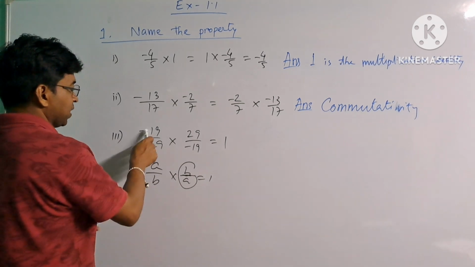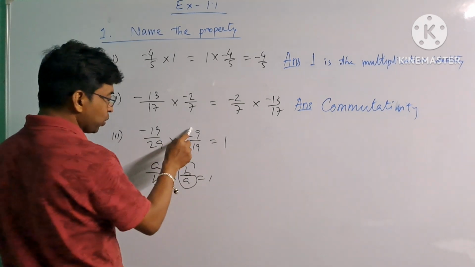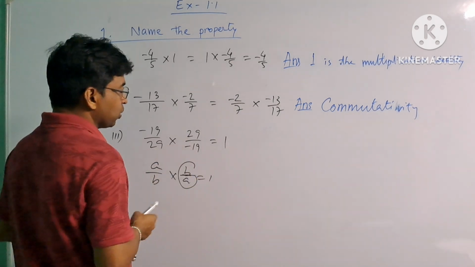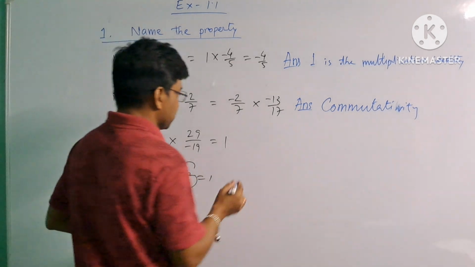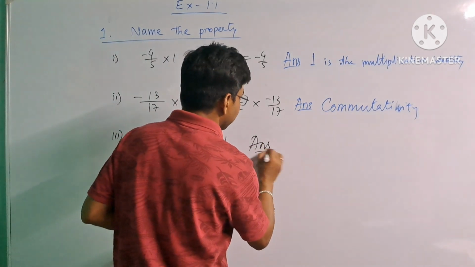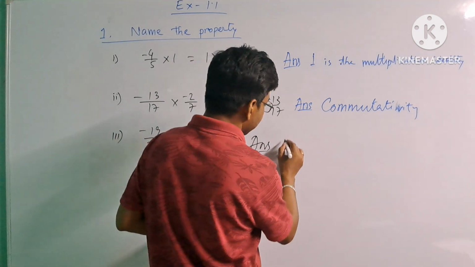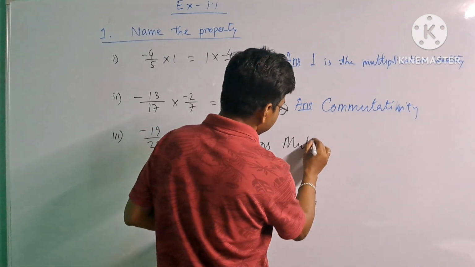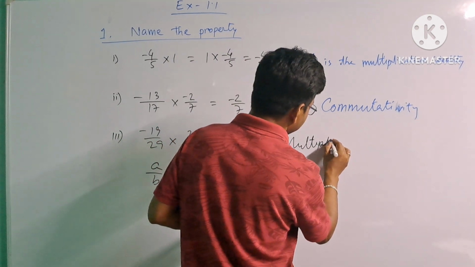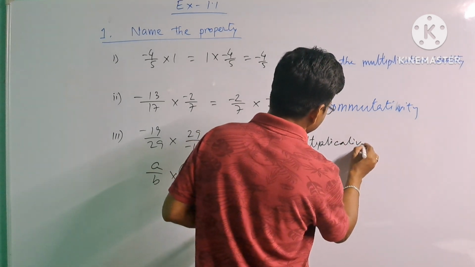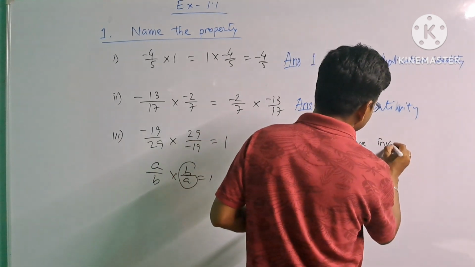Same way, minus 19 by 29 into 29 by minus 19 equal 1. It is called multiplicative inverse.